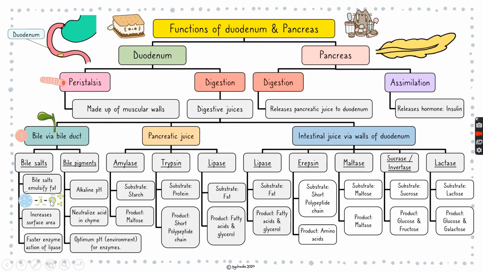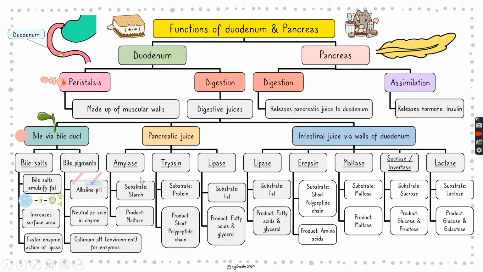And the good thing about having smaller fat droplets is that it increases the surface area for enzymes, especially lipase, to act on it, so we can get a lot of fatty acids and glycerol into our body to be absorbed.